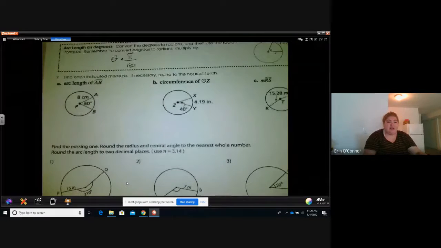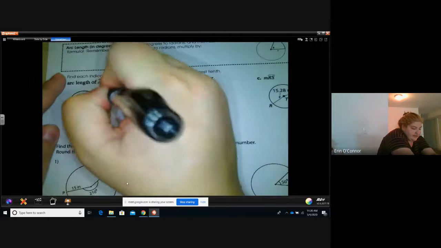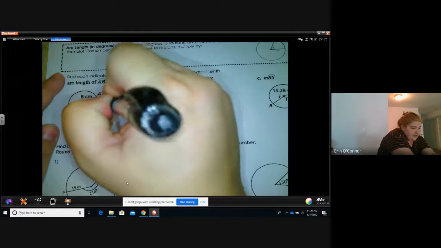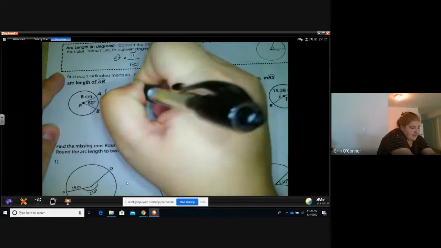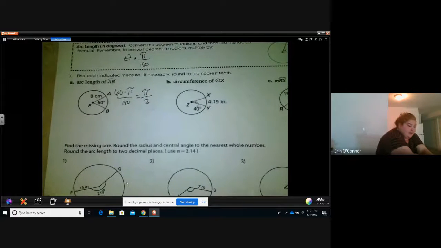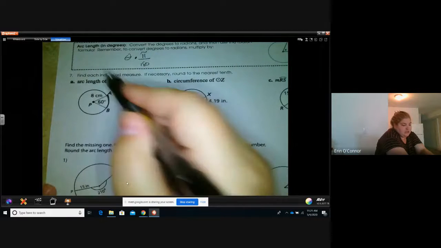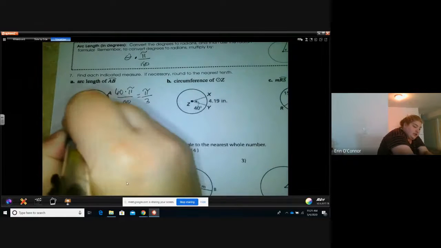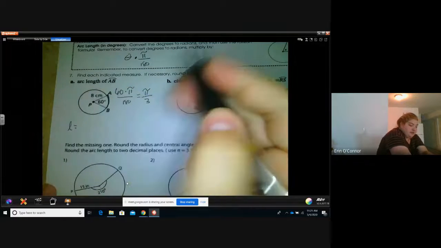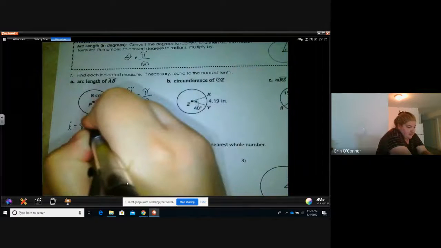So find each indicated measure. If necessary, round to the nearest tenth. So first we're going to start with 60 degrees. So we have to convert it. So 60 times pi over 180. This reduces to pi over 3, because 60 over 180 reduces to 1/3. And now we're finding the arc length of AB. And again, generally you think of AB as the smaller arc, not the larger arc, just the smaller one. And so the length is equal to our radius, which is 8, times our theta.